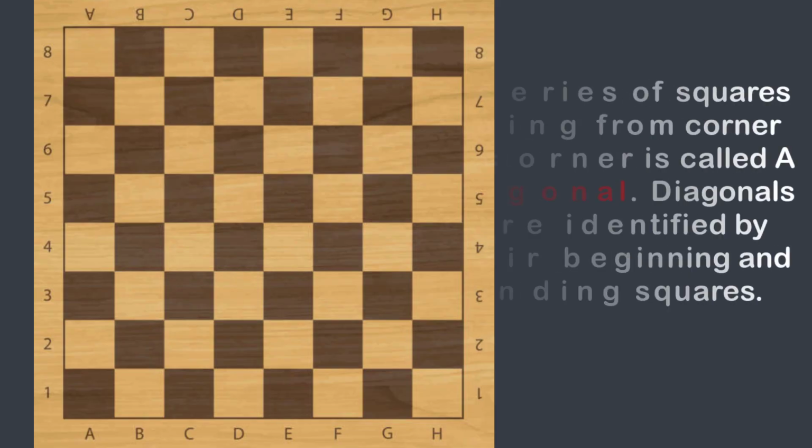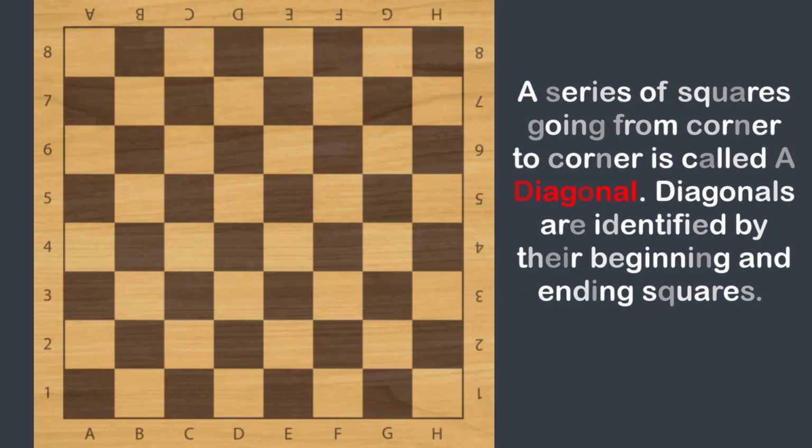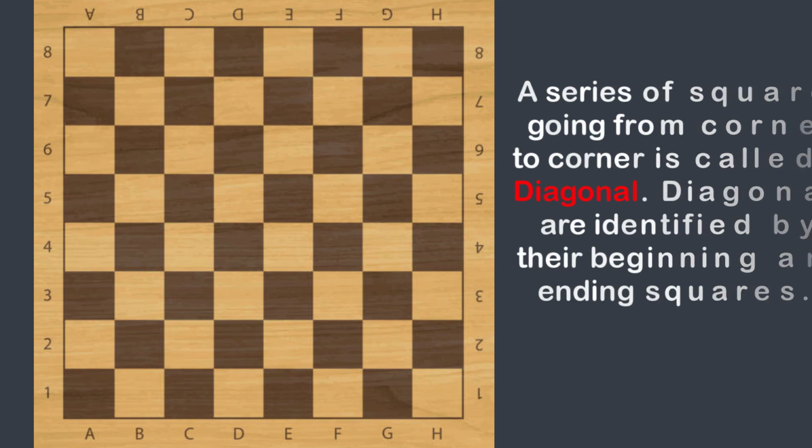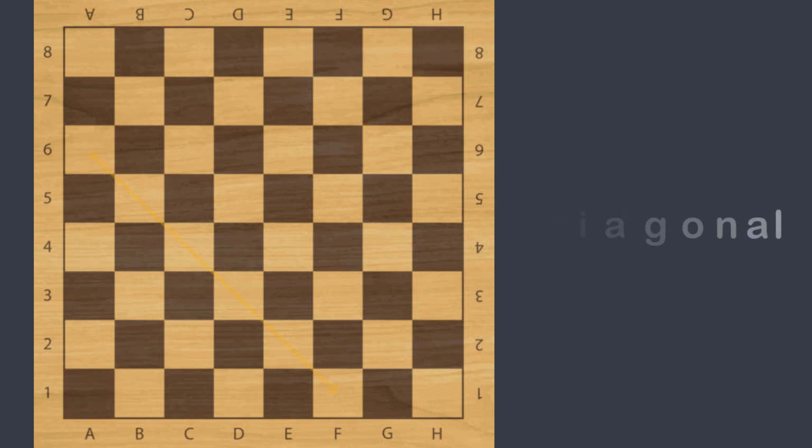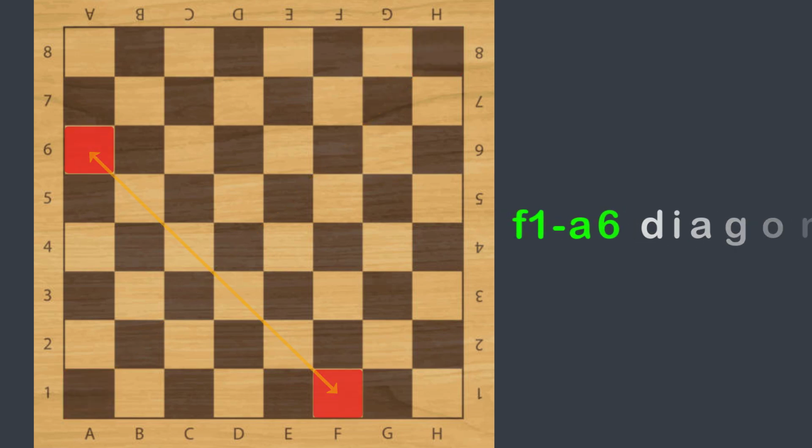A series of squares going from corner to corner is called a diagonal. Diagonals are identified by their beginning and ending squares. This is the A1, H8 diagonal. This is the F1, A6 diagonal.